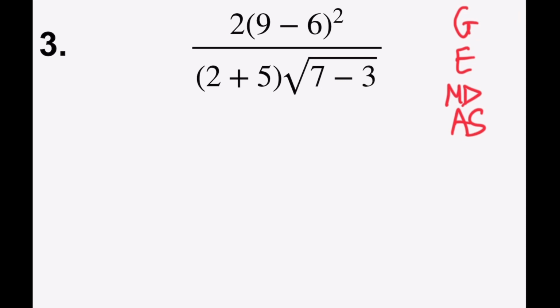Problem number 3 says 2 times (9 minus 6) squared over 2 plus 5 times the square root of (7 minus 3). So I'm going to start with grouping symbols, and there are a lot of them in this problem.